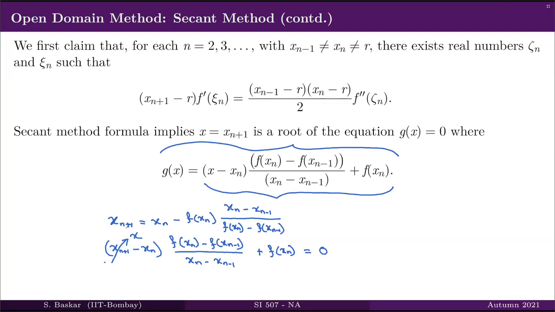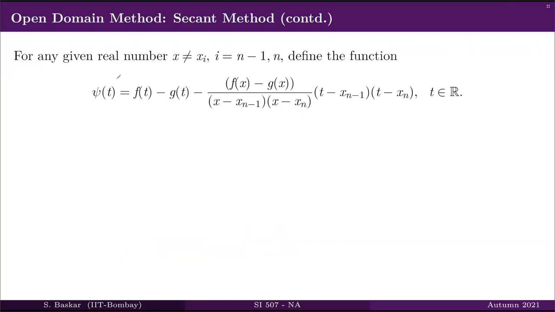And therefore, when I substitute x equal to x_n, you will clearly get the right hand side expression here equal to 0. Therefore, g(x_{n+1}) is actually equal to 0. In other words, x equal to x_{n+1} is a root of the equation g(x) equal to 0.